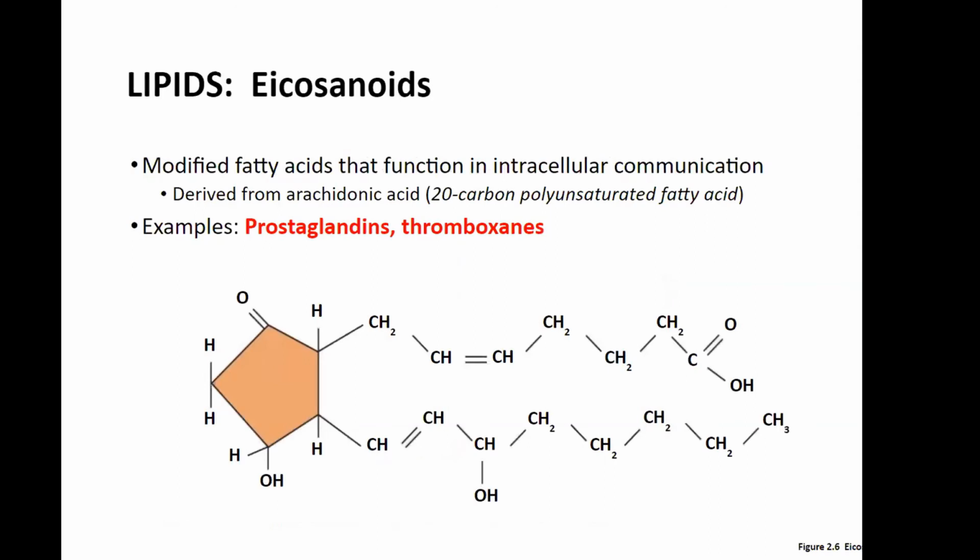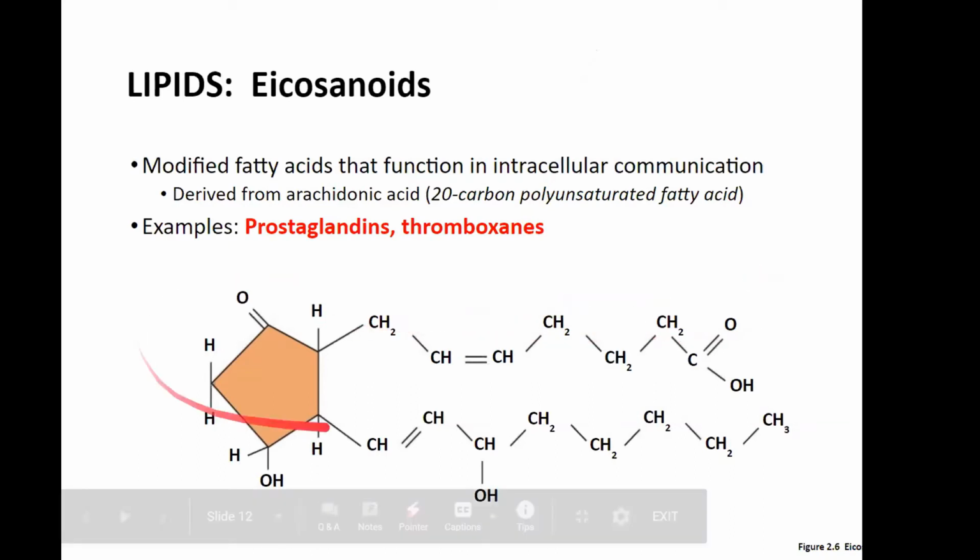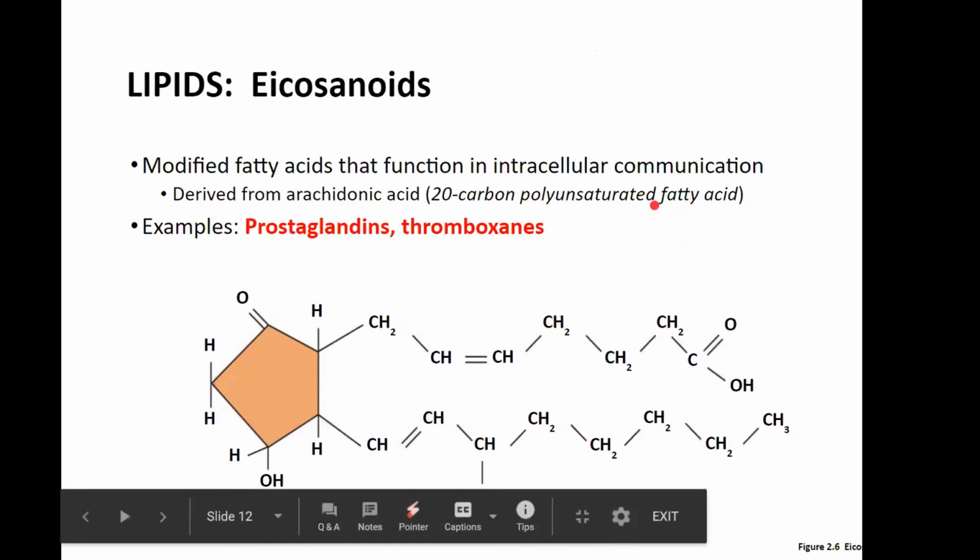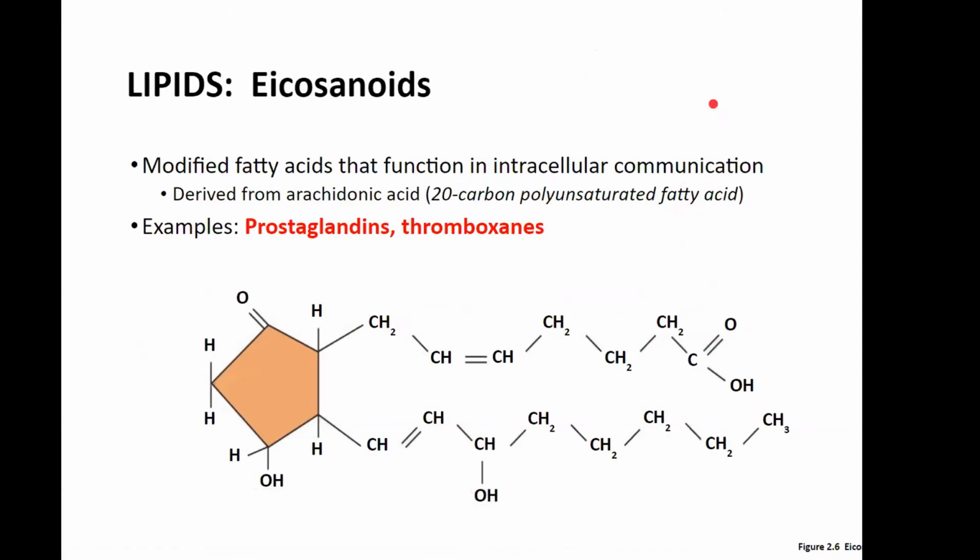Okay. Next type of lipids, eicosanoids. So eicosanoids are pretty similar to our triglycerides. The way in which they're similar is that we see these carbon-hydrogen tails. They're basically modified fatty acids. They're kind of like a fatty acid almost folded in half, right? They're a type of lipid that we see in intracellular communication.